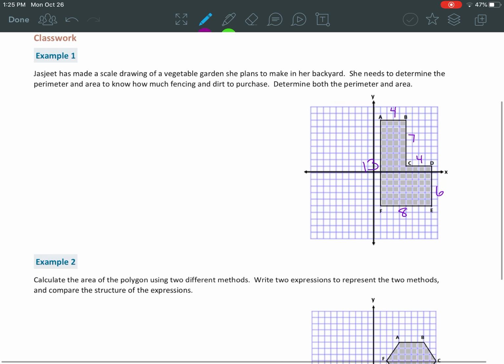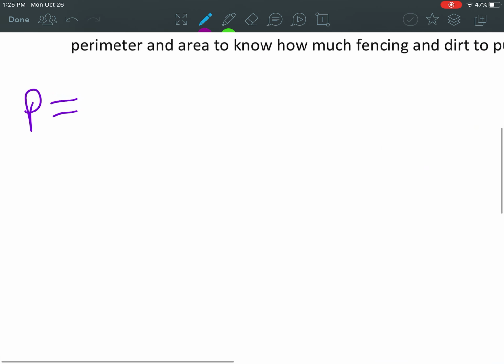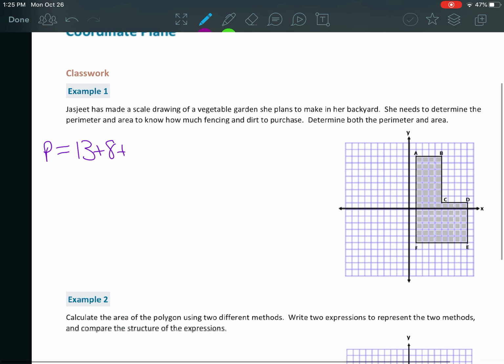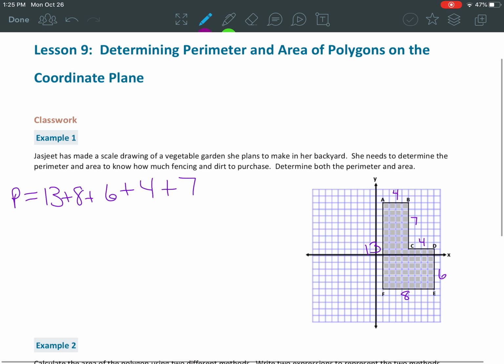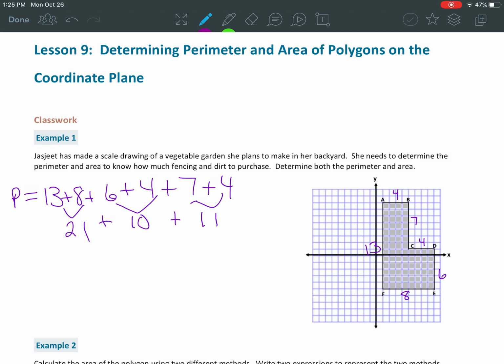So we need to find her perimeter. To find perimeter, we would add all the sides. So I would have 13 plus 8 plus 6 plus 4 plus 7 plus 4. Okay, so I like to add things that I find easy. And then 13 plus 8 would probably be the hardest one, would be 21. 21 plus 10 is 31, plus 11 would be 42. So our perimeter is going to be 42.